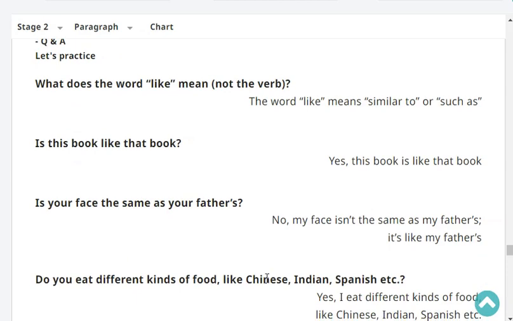Is this book like this book? Yes, that book is like that book. Very good.